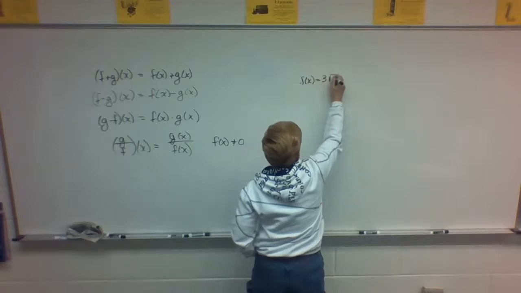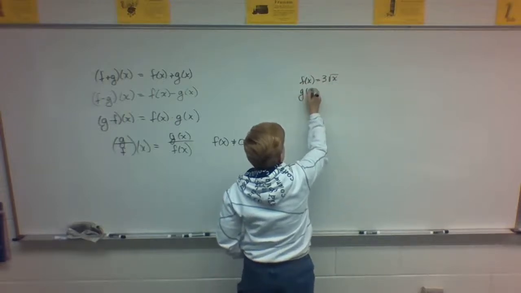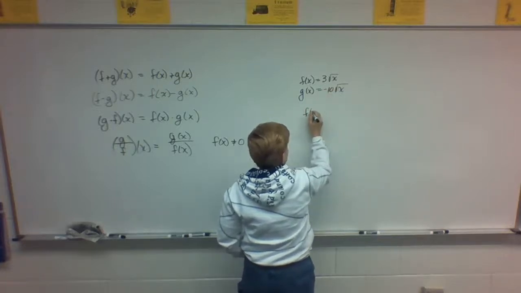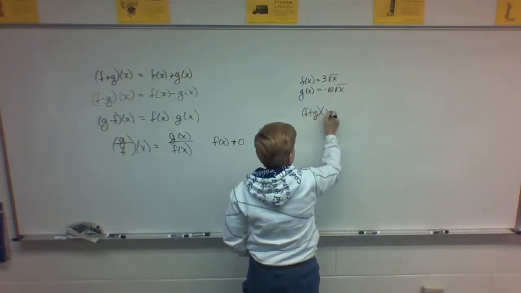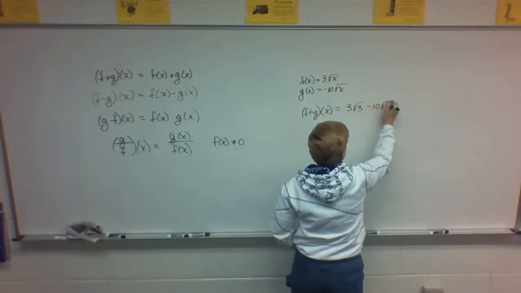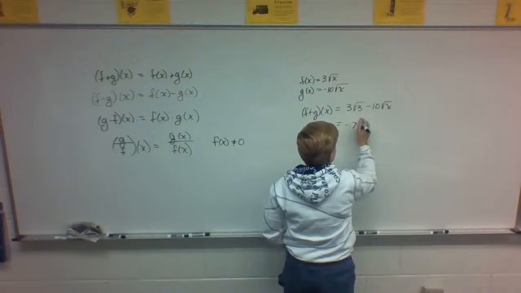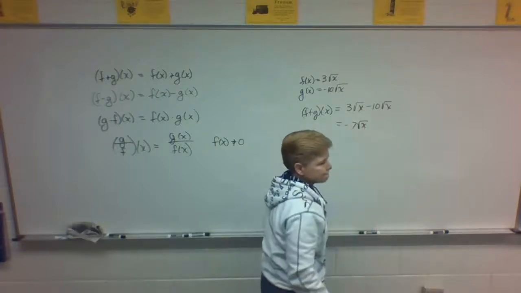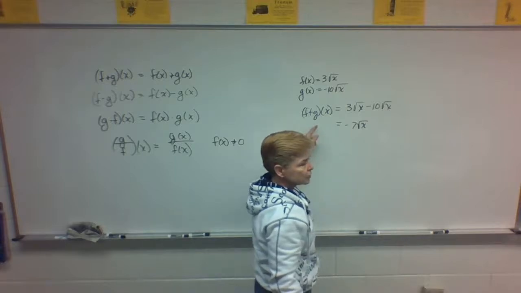What's the other one? G is what? Negative 10 root x. And they want us to find this. That would be to take 3 root x minus 10 root x, and that is negative 7 root x. That's a brand new function.